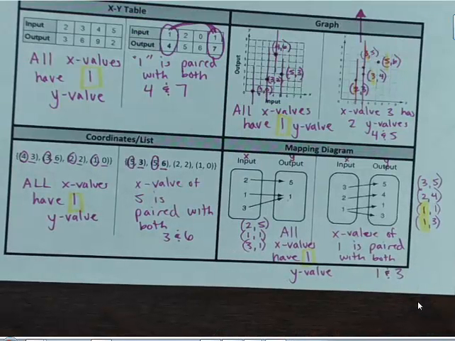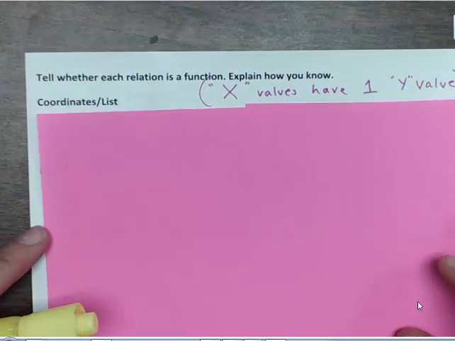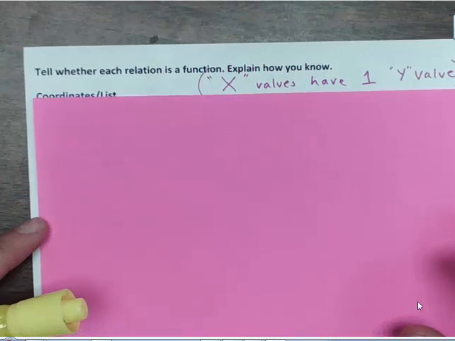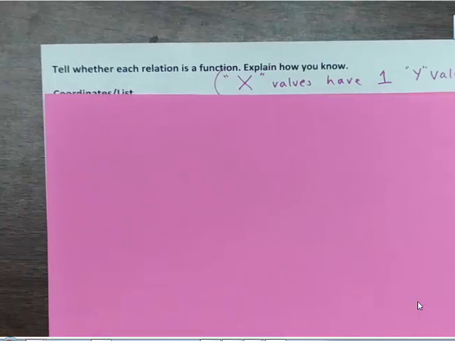Okay, so those are 4 ways of identifying if it's a function or not, and you're going to have to be able to go back and forth and determine if it's a function or not from these 4 ways. So flip your paper over on the back. I want you to practice a little bit more by telling me if it is a function or not, and explain how you know that. So sort of what we just did, but now you're going to actually see some examples.